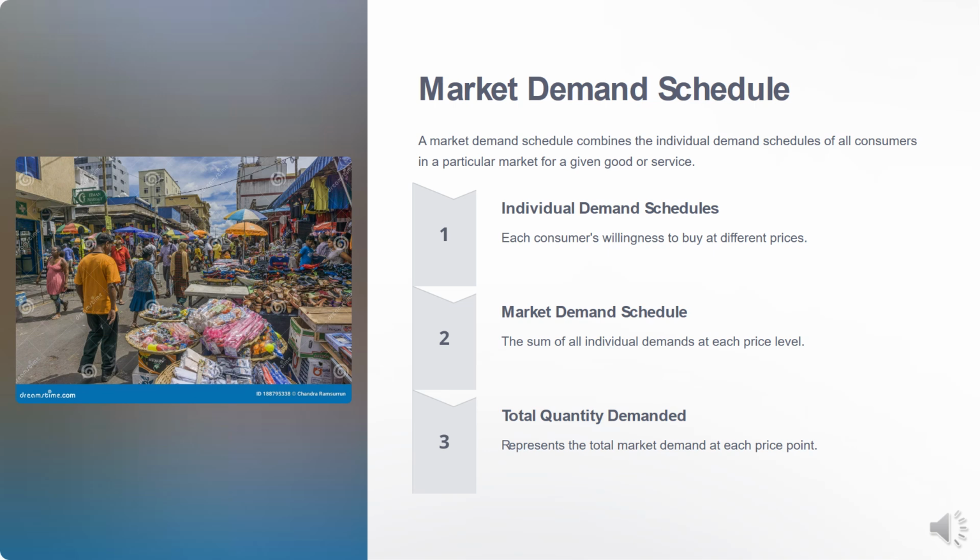Then the second is the market demand schedule, the sum of all individual demands at each price level. So all the individuals' demand at the same price level is added together. And the third is total quantity demanded, which represents the total market demand at each price point.